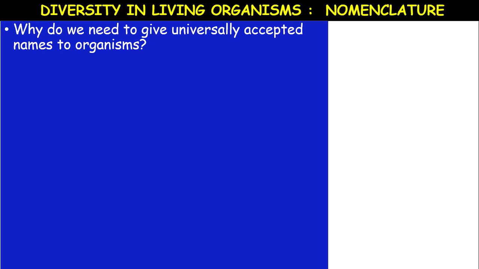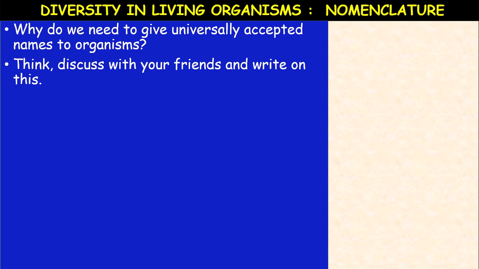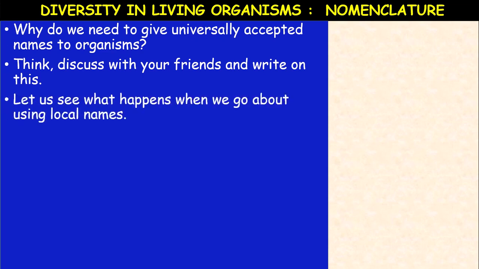Next, why do we need to give universally accepted names to organisms? Nomenclature. Okay, why do we give universally accepted names for organisms? It is very important. The main thing is to avoid confusion. Think and discuss with your friends and write on this.